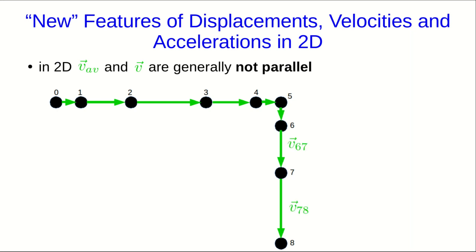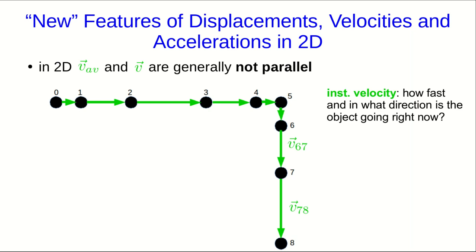So here are two average velocities, the average from time 6 to time 7 and the average from 7 to 8. And let's think about the instantaneous velocity at time 7. Remember, that's how fast and which way is the object going right at time 7. Now from real data, this could be, for example, video analysis data that we're looking at here, we can't actually get the instantaneous velocity. But we can certainly approximate it pretty well. It ought to be roughly the average of V67 and V78, and we can be pretty sure it points down.